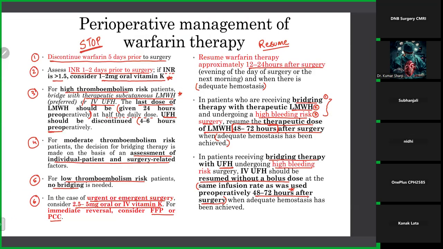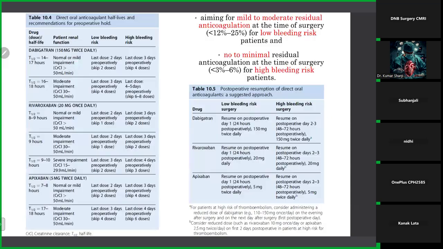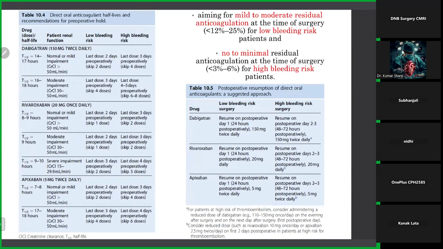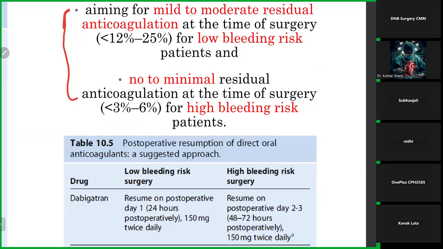Now, apart from warfarin, you have direct oral anticoagulants and the effects that these direct anticoagulants will have on your surgery. So the concept of stopping a particular anticoagulant therapy boils down to two concepts. If you have a low bleeding risk patient, you are aiming for a mild to moderate residual anticoagulation at the time of surgery, between 12 to 25%.